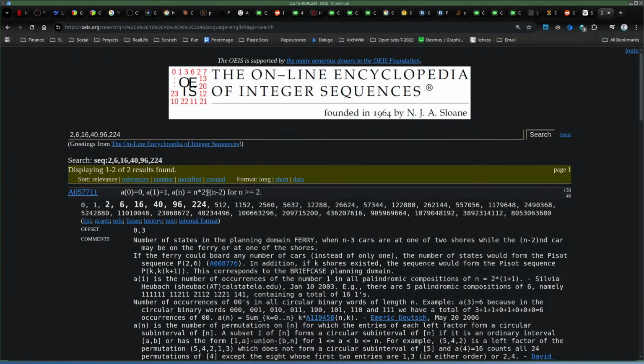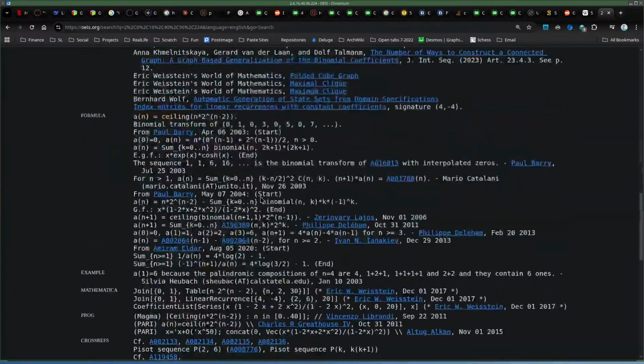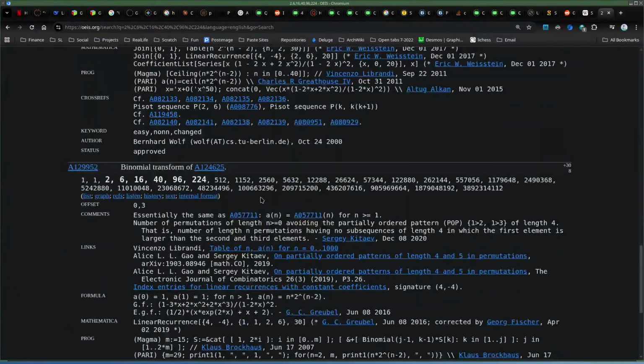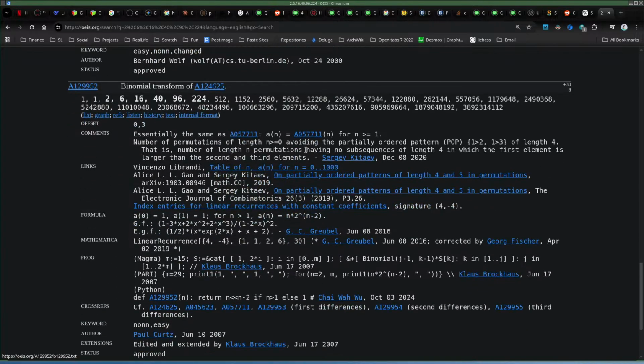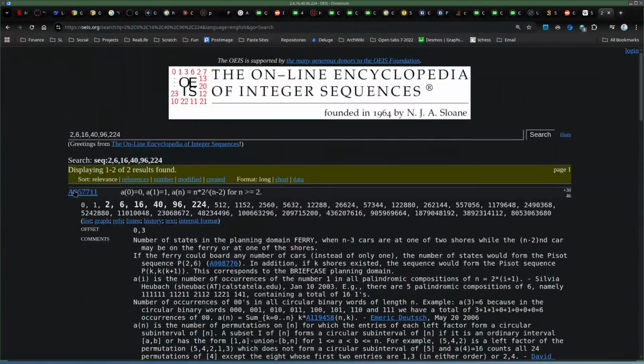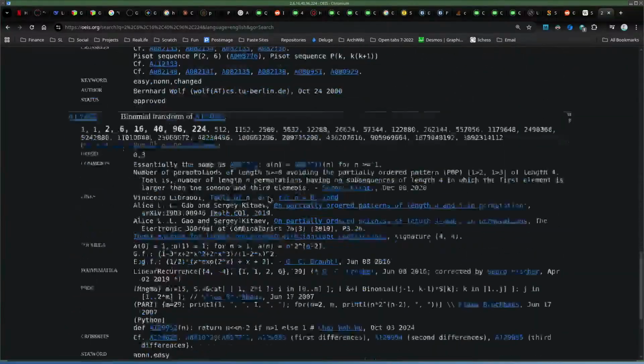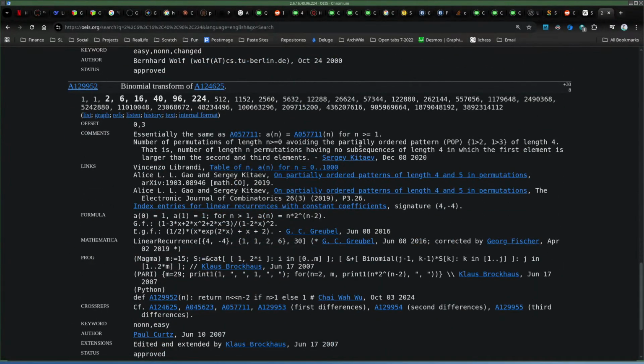This is n times the power of a power of 2, for n greater or equal than 2. And this is a binomial transform of another sequence. Essentially the same as 5, 7, 7, 11. Yeah, that's already remarked. For n greater or equal 1, the number of permutations of length n greater or equal 0, avoiding the partially ordered pattern.